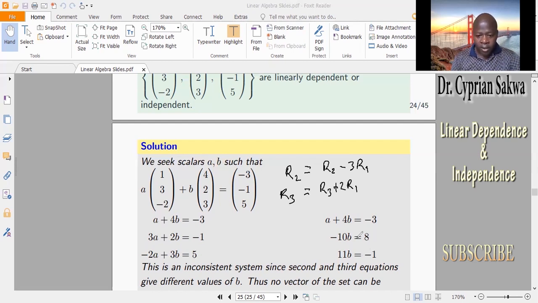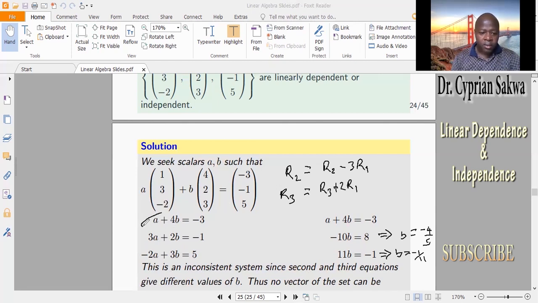So from here you can see that B, using this second equation, would be -4/5. What about using this equation? Again, we will find that B has a different value here. It will be -1/11. So it's not possible that the same B would have two different solutions. That therefore means that this system has no solution.